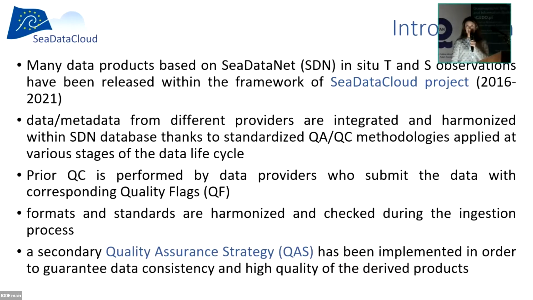But peer quality control is performed by the data provider before the ingestion to the data infrastructure, who submit the data with the corresponding quality flags. The format and the standards are harmonized and checked during the ingestion process. But a secondary quality assurance strategy has been developed and implemented in order to guarantee data consistency and the high quality of the derived products.